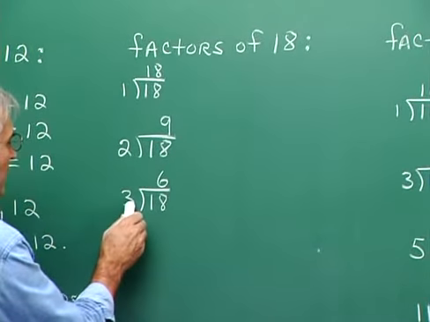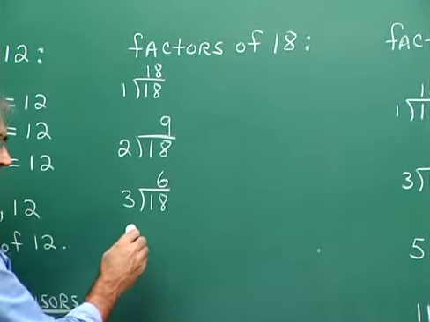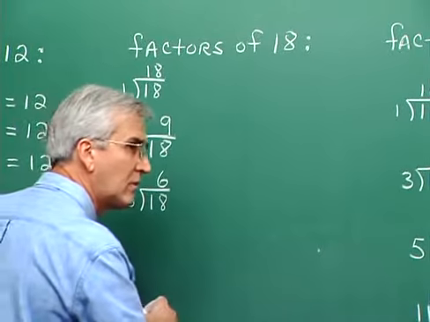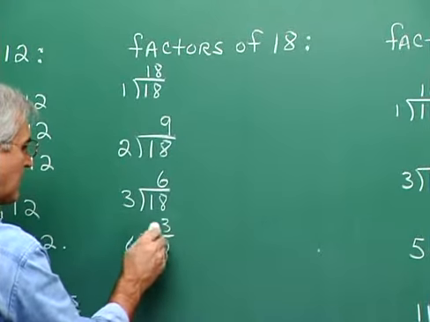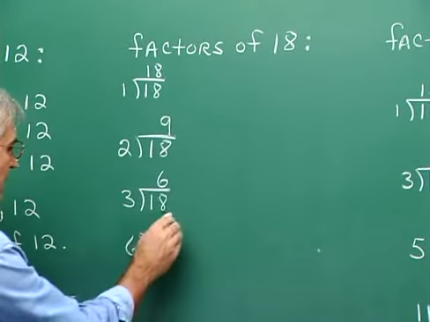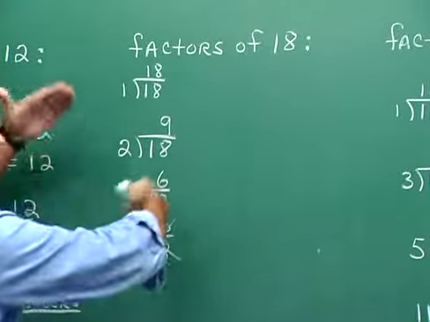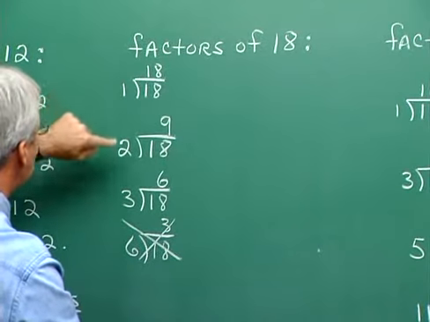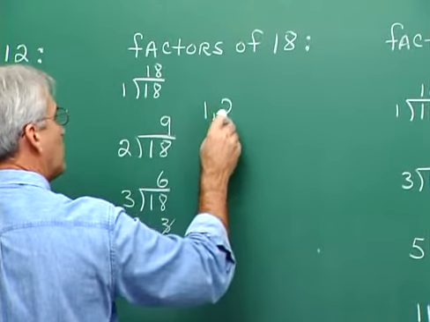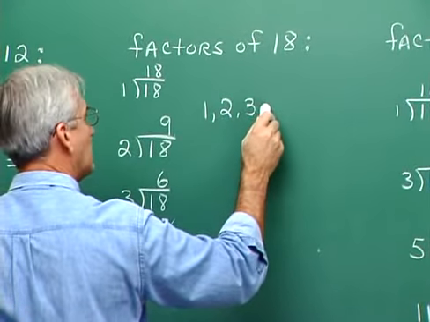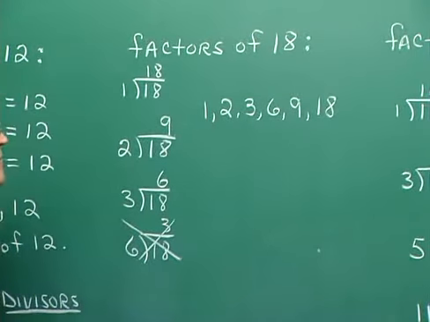Is there another one? Let's see. The one after this would be, well, how about 4? No, 4 doesn't go into 18 a whole number of times. 5 doesn't go into 18 a whole number of times. How about 6? Well, 6 goes into 18 3 times, but I already have 3 and 6 written right here, so I don't need this. All right, so I have all of my factors of 18 listed here. And if I want to write them in order, I can write them as 1, 2, 3, 6, 9, and 18. So 1, 2, 3, 6, 9, and 18 are the factors of 18.